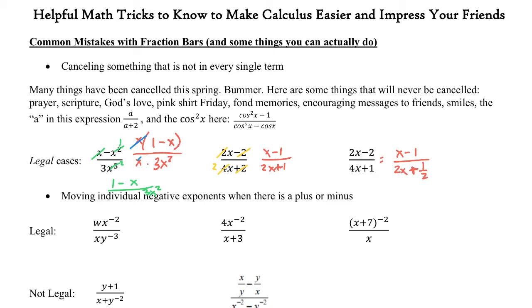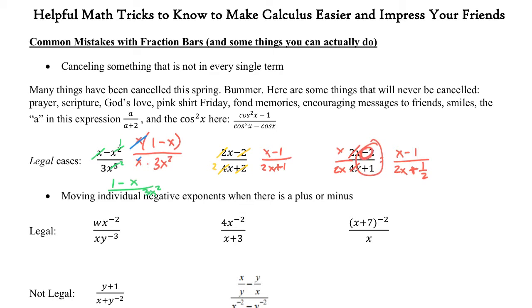Now, usually that form is worse and less preferred because you don't want fractions inside of fractions, but you can do that as long as it's everywhere. But you can't just say, oh, this is x over 2x. You have to do it everywhere whenever there's a minus or a plus.